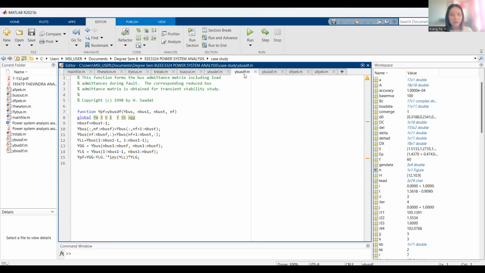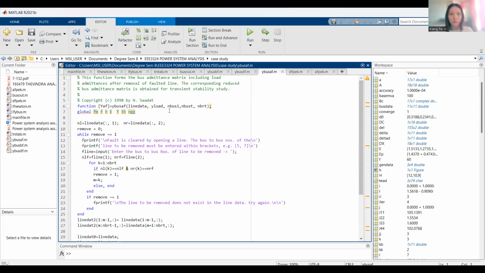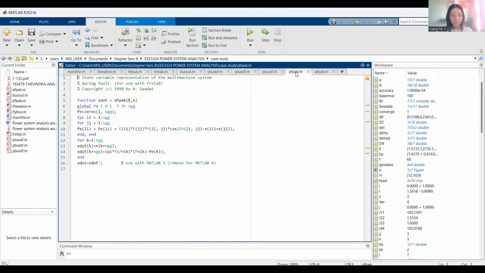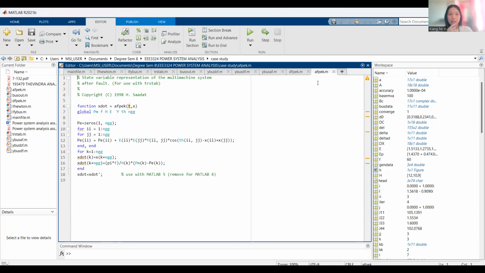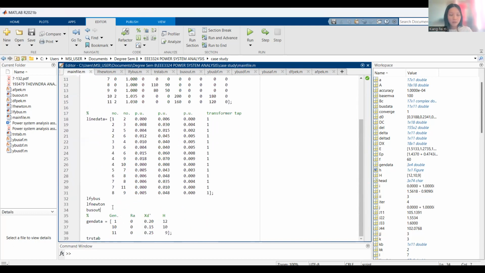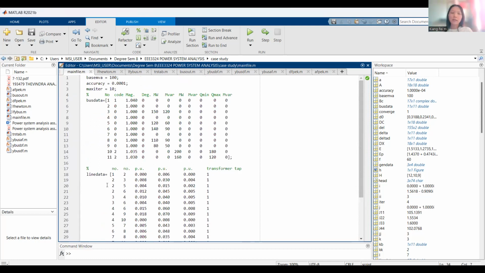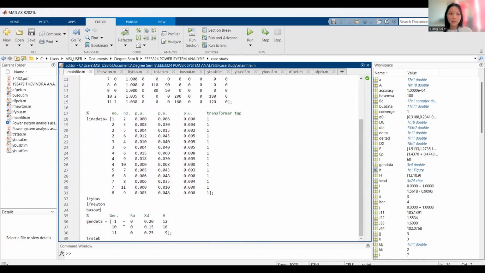And then DF is during fault, so this program forms the bus admittance matrix during fault. And this is the code to form the bus admittance matrix after fault. Next, this programming code analyzes the state space variable representation during fault. And the last one, FPEK, analyzes the state variable representation of the multi-machine system after fault. So this is the main file with the load data mentioned just now. I have all the data available, and I'm going to run the program.